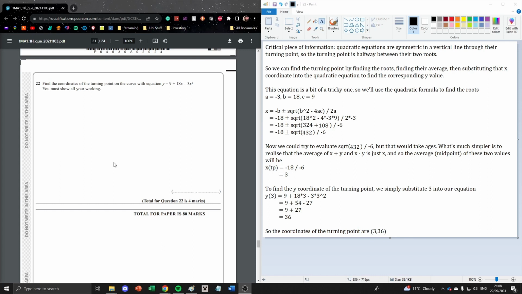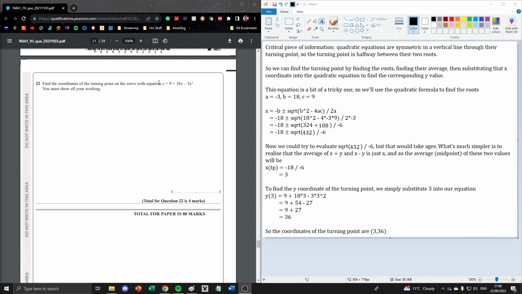So the final question of the whole paper, question number 22, is looking at turning points of quadratic equations. We're asked to find the coordinates of the turning point on the curve with the equation y equals 9 plus 18x minus 3x squared. A really important piece of knowledge about the turning point is that it's always directly in the middle of the two roots of the equation. So if we can find the roots of the equation, we can simply find the x coordinate of a turning point. Then by substituting that x coordinate back into our equation, we can find the corresponding y value.